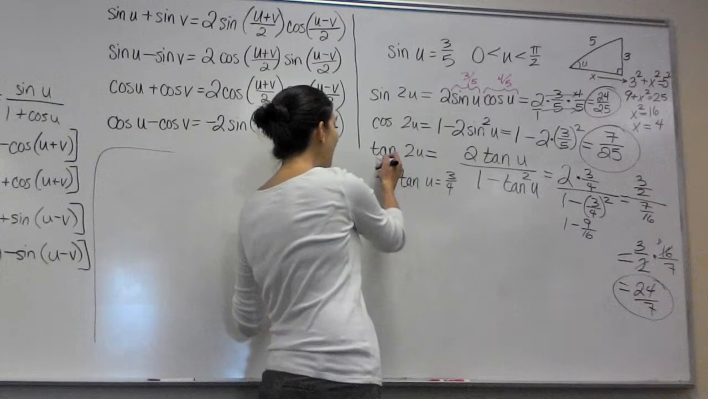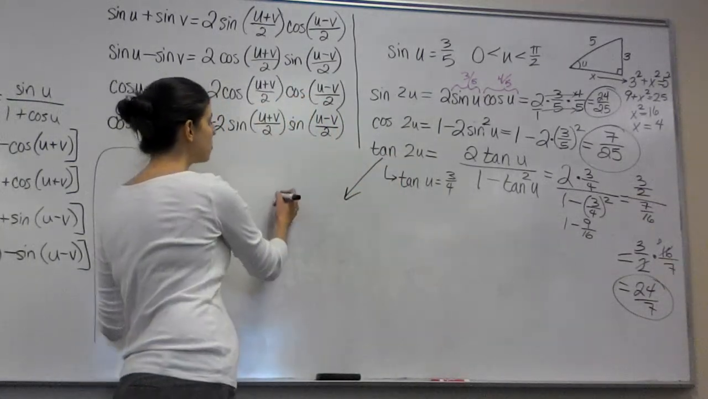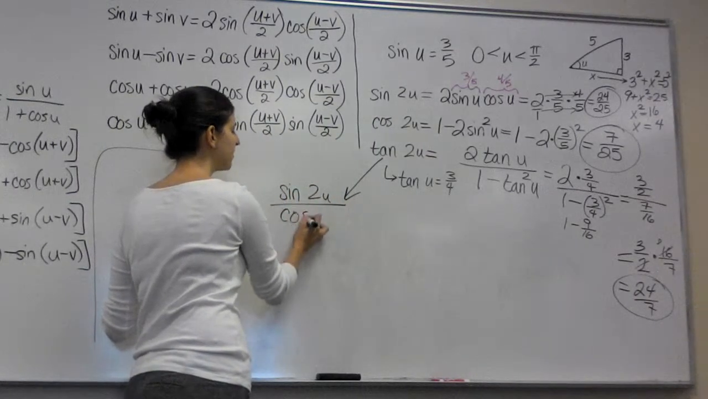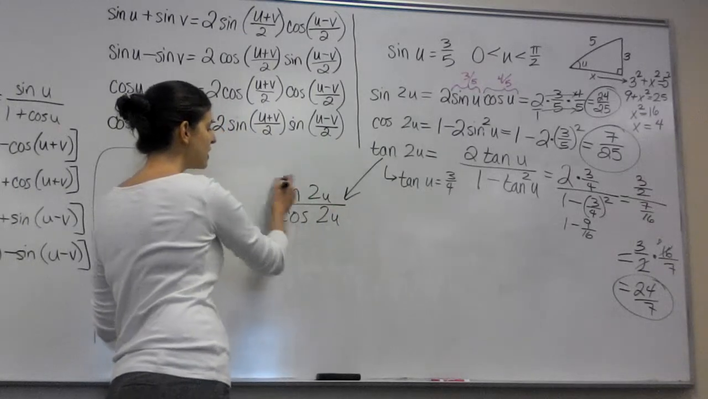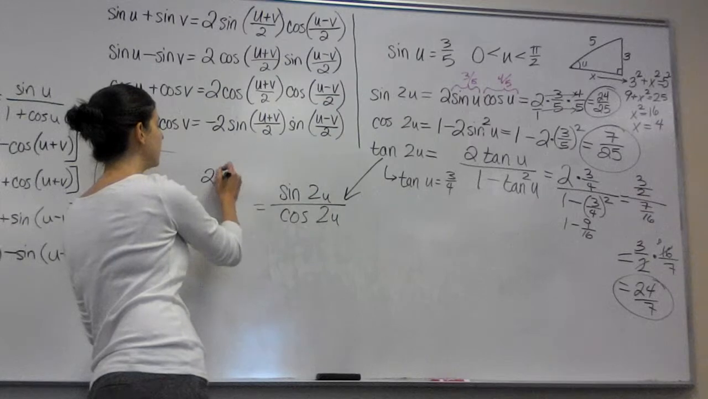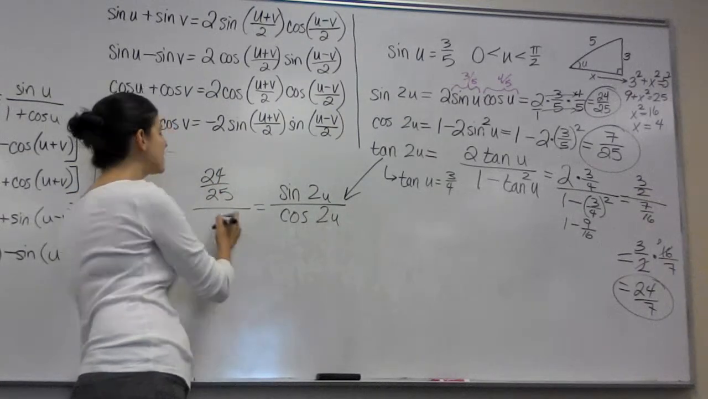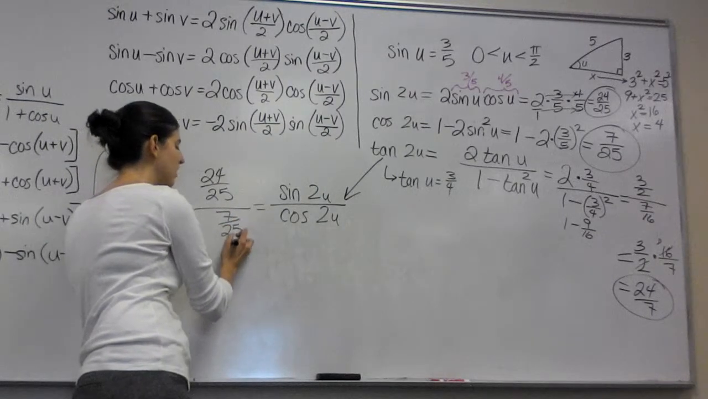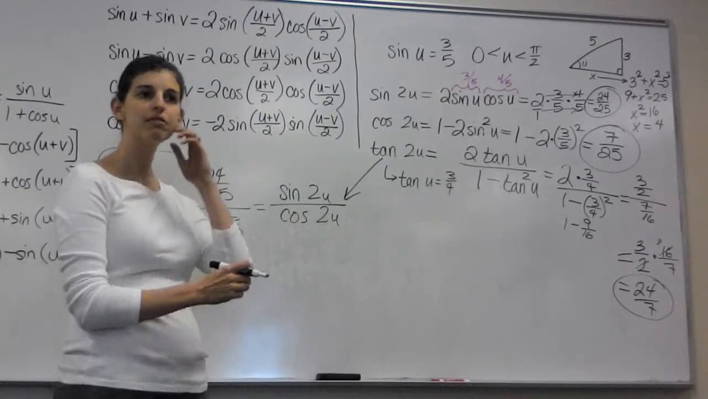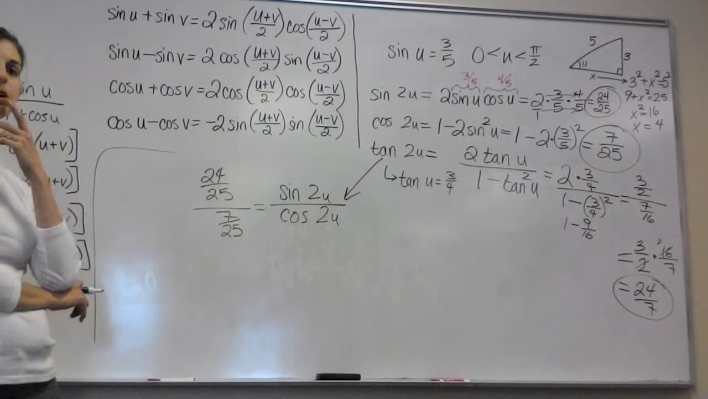So I could have taken a different route, and tangent of 2u is also sine of 2u over cosine of 2u. I just found sine of 2u to be 24/25 and cosine of 2u to be 7/25. Flip and multiply that, and you'll get the exact same answer of 24/7. Doesn't matter to me which way you do it.